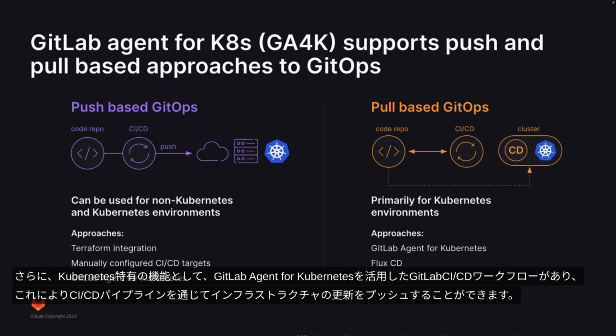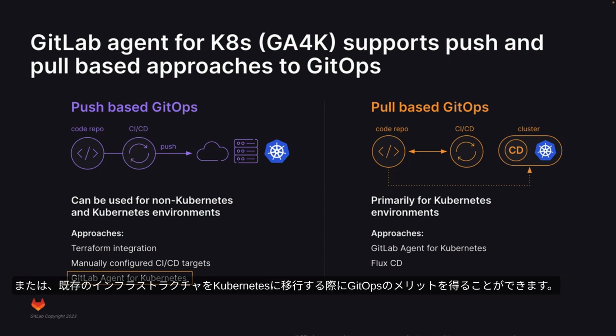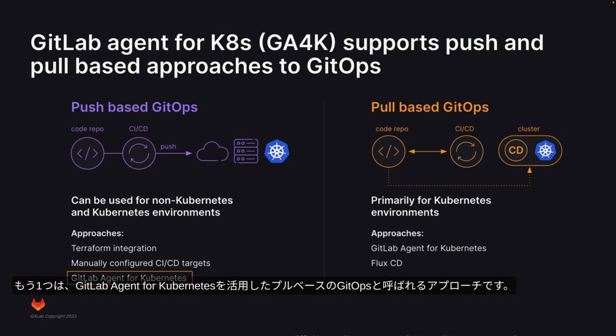In addition, specific to Kubernetes, we have the GitLab CI/CD workflow for Kubernetes, which leverages the GitLab agent for Kubernetes and allows you to push infrastructure updates via a CI/CD pipeline. With this approach, organizations can reap the benefits of GitOps by including their legacy infrastructure into their GitOps flows, or reap the benefits of GitOps as they migrate their legacy infrastructure to Kubernetes.